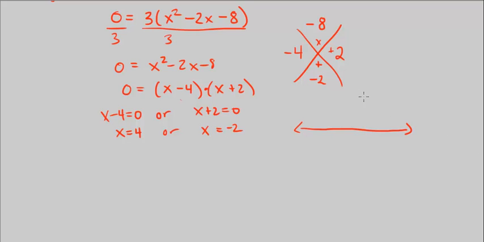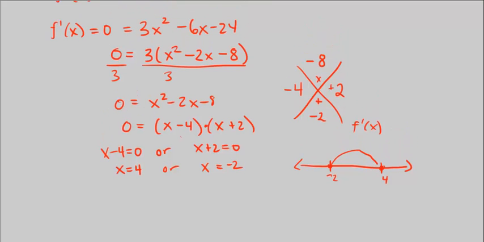No, we're looking at f prime of x, right? So we know f prime of x is going to cross the x-axis at negative 2 and at 4, right? It has an intercept here, so it has a 0. So between negative 2 and 4, it's either above or below, right? We don't know which one yet. If it's above, that means it's positive, and that means f of x is increasing. If it's below, that means f prime of x is negative, and therefore f of x is decreasing, right?